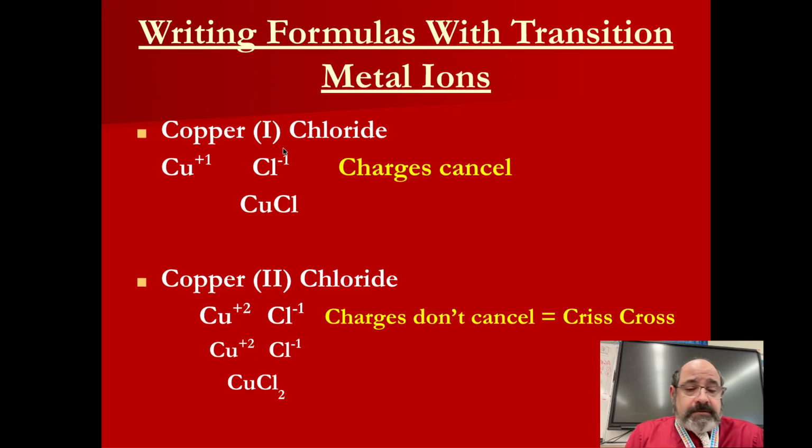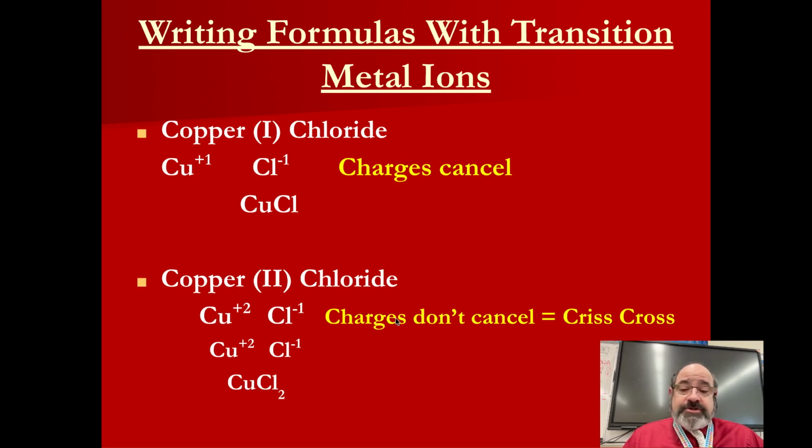Okay, so how do we do writing the formulas with the transition metals? Same way we did before, except instead of looking at the periodic table for the charge, I'm going to tell you what the charge is, because the transition metals can have more than 1. So copper 1 means you do copper plus 1. Chloride is the same, Cl minus 1. Plus 1, minus 1, the charges cancel. You get CuCl. Copper 2 chloride: copper plus 2, Cl is still a minus 1.